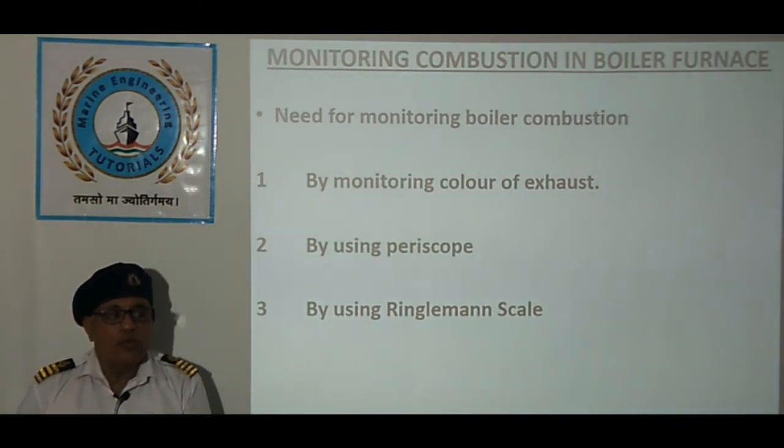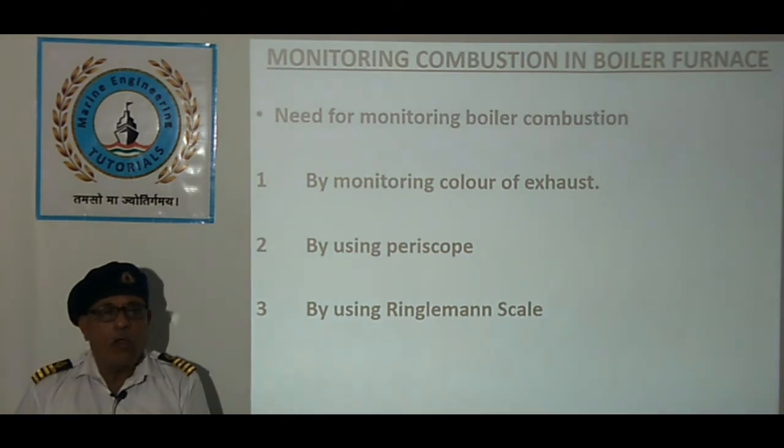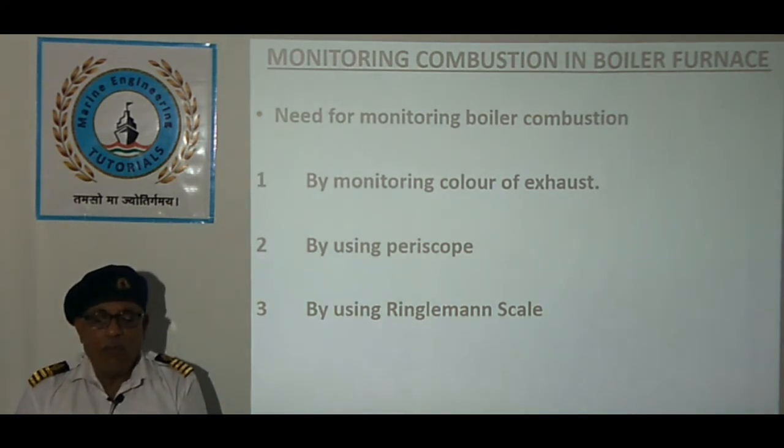Ringelmann scale is used on some of the boilers. Some of the large capacity boilers are equipped with a Ringelmann scale, which measures the density or opacity of smoke. The scale is divided in 6 sectors from 0 to 5. For good combustion, the scale should read between 0 and 1. Scale 2 may be just acceptable, but 3, 4 and 5 should be always avoided.